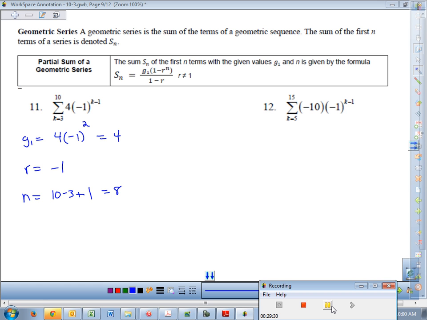Negative 4. Then what's the next term after that going to be? 4. Then what's the next term after that going to be? So isn't it going to go 4, negative 4, 4, negative 4, 4, negative 4, 4, negative 4? Isn't that going to happen? Because what's the rate? It's not a 1, though. It's a negative 1. Doesn't the sign change every single time? Correct?